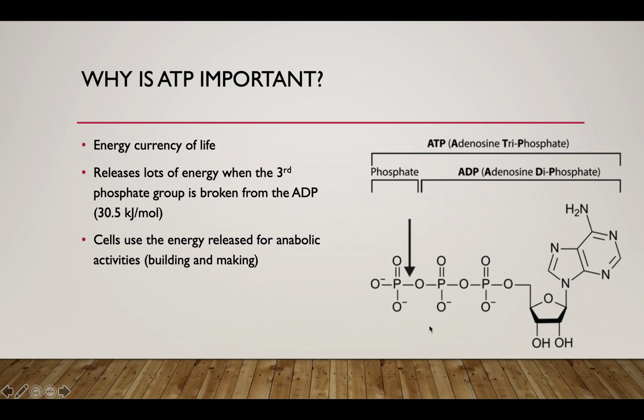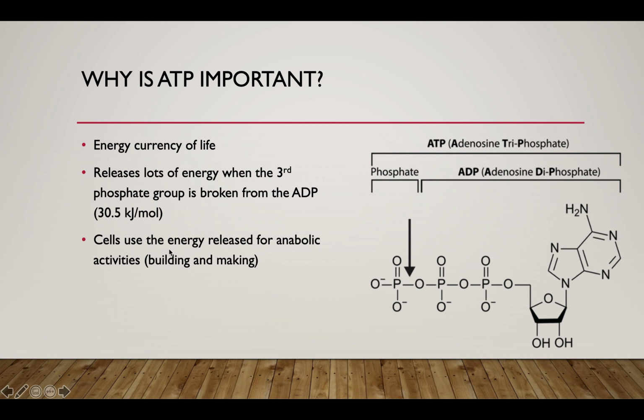So why do we want ATPs? Well, first, ATP is made from one adenosine, 1 ribose, and 3 phosphates, triphosphate. So ATP is the energy currency of life. And it releases a lot of energy when the 3rd phosphate group is broken from the ADP, adenosine diphosphate. Di means 2. And it releases 30.5 kilojoules per mole under standard conditions.